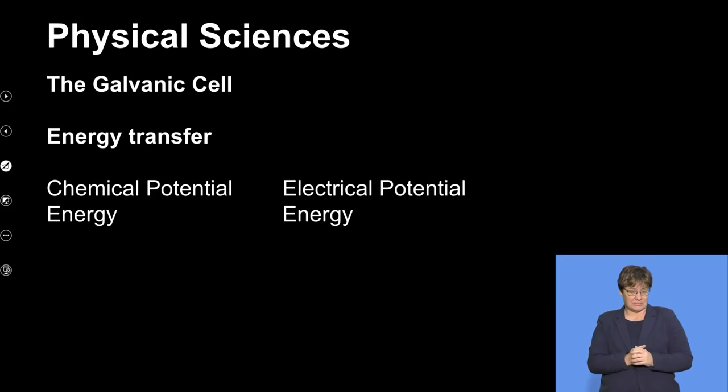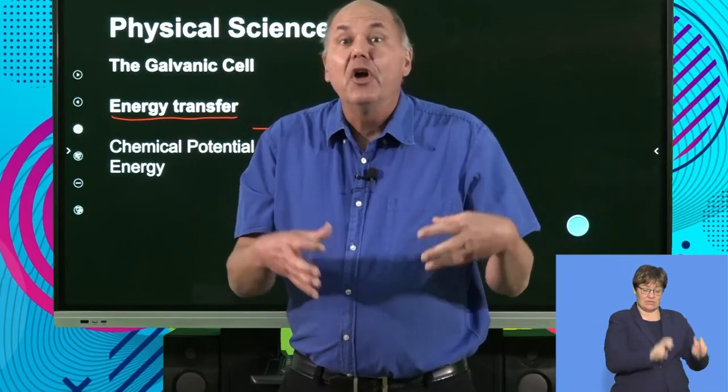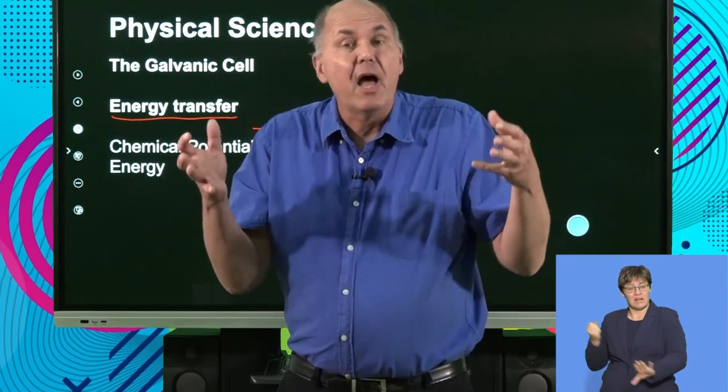So, as we go to a galvanic cell, we have to recognize one of the key components of any electrochemical cell is energy transfer. With a galvanic cell, you need to recognize that you start with chemical potential energy and you are producing electrical potential energy. So the chemical elements react to give us electricity. A galvanic cell is just a battery.